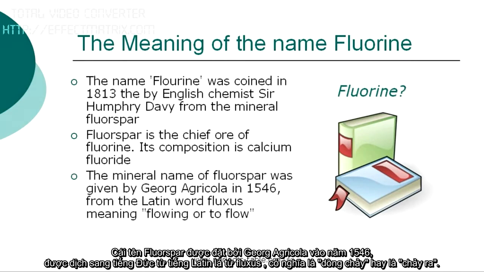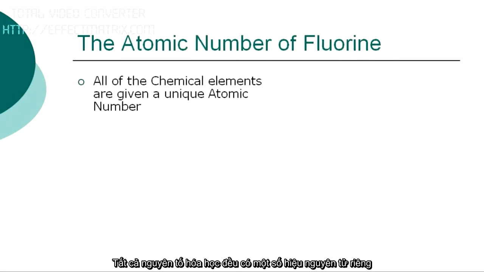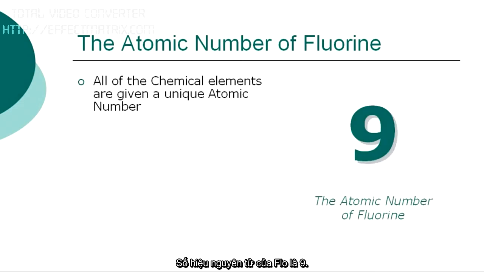The mineral name of fluorspar was given by Georg Agricola in 1546, translating the German name Fluss from the Latin word fluxus, meaning flowing or to flow. In metallurgy, a flux is also derived from the Latin word fluxus and is a chemical cleaning agent or flowing agent. All of the chemical elements are given a unique atomic number. The atomic number for fluorine is 9.